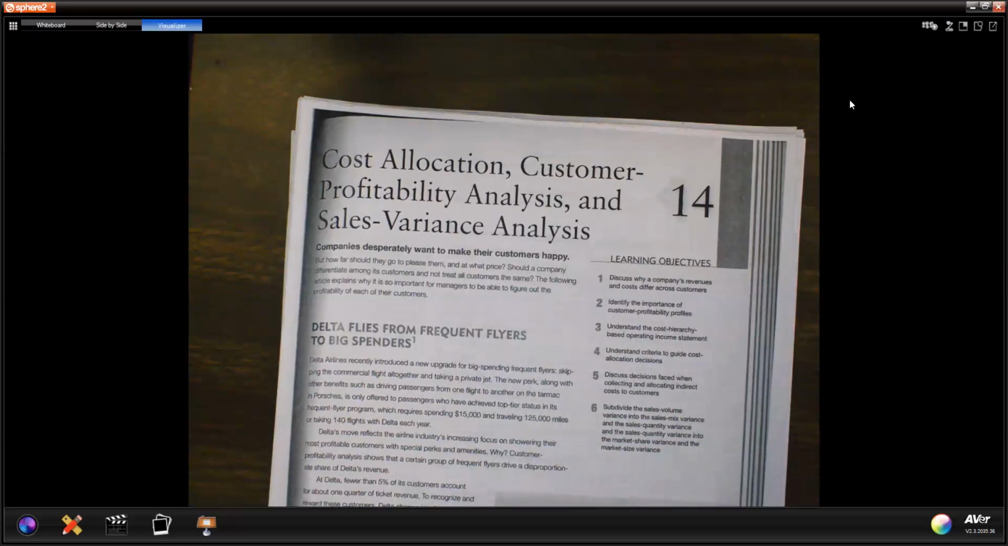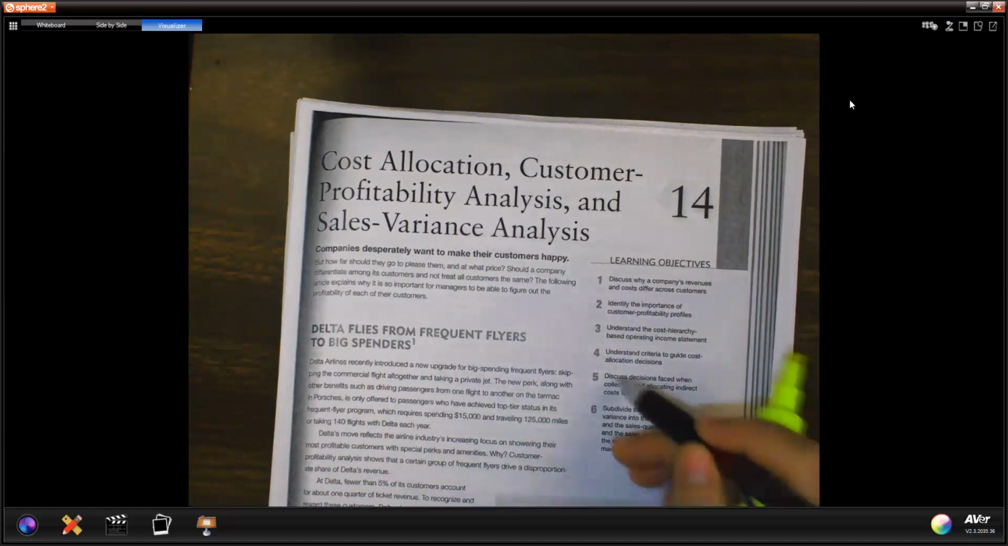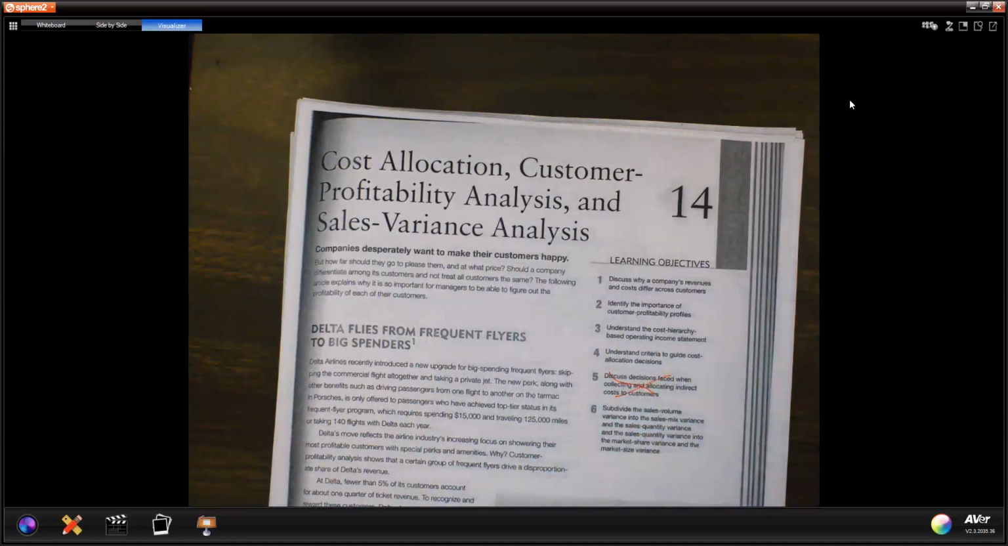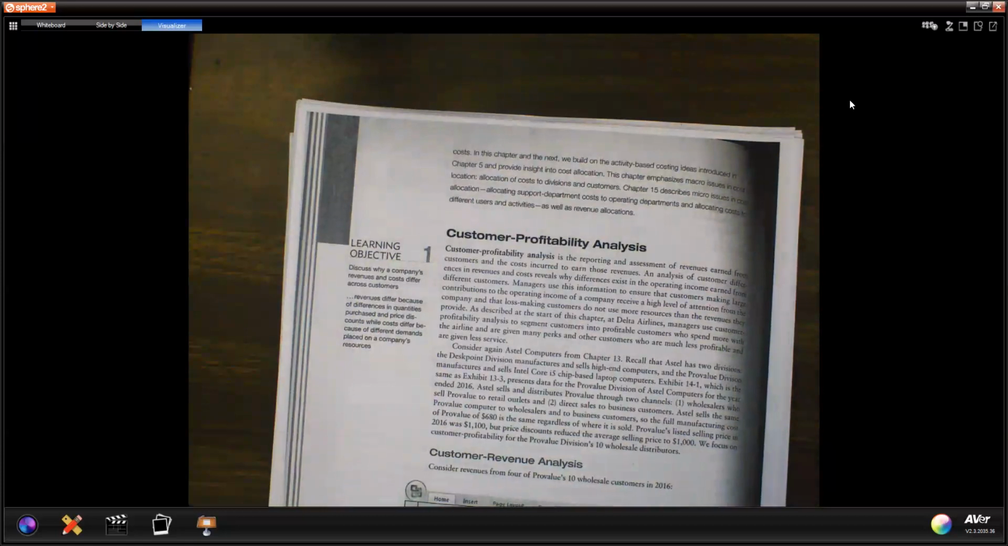The only thing is, we are not covering how we allocate the indirect cost to customers. So this is the part we are not going over. Okay, so let's go to the textbook. I made a copy, and I know maybe you cannot highlight your textbook, but at least you can know which part is important.